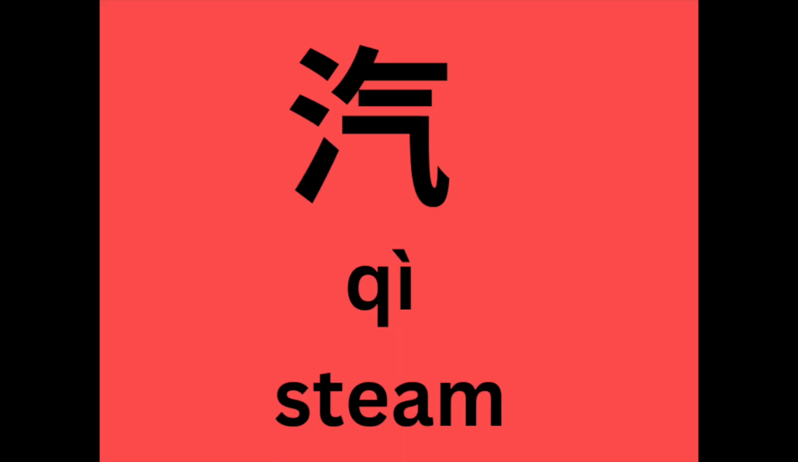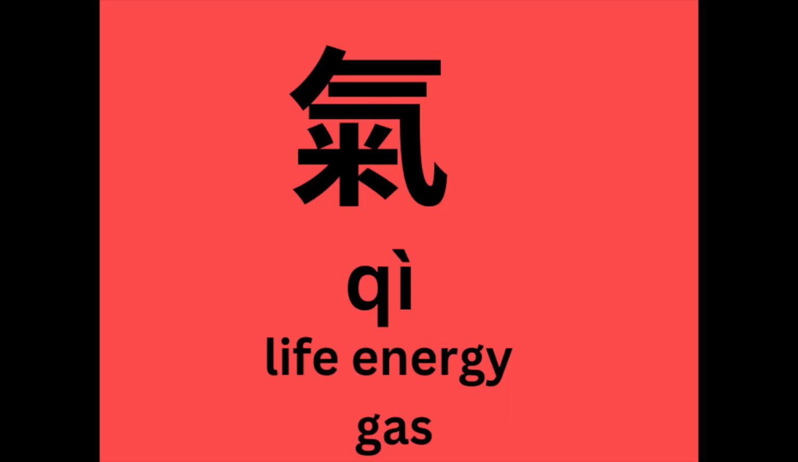This radical is used in characters that have to do with, you guessed it, water. Let's take a look at a few of those characters. The first one is qi, which means steam. Not to be confused with the other qi, which has a rice radical in it. Qi is what you hear when people talk about the life energy, that is that qi. The qi with the 3 strokes, the water radical, means steam.